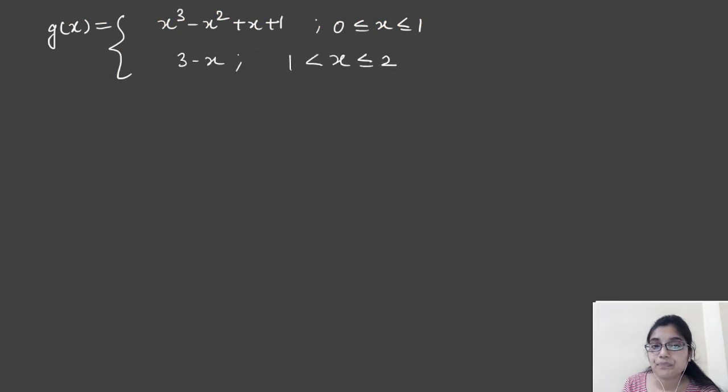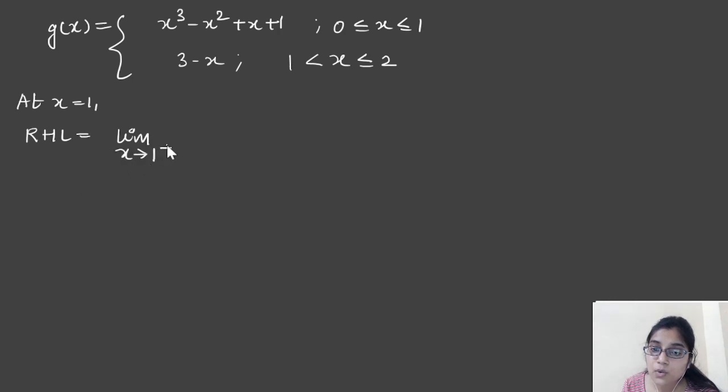So see one thing, this is a polynomial, so polynomials are always continuous. So in this respective domain it is continuous. This is also a polynomial, so in this respective domain this is also continuous. But at which point we need to check the continuity? On whole 0 to 2 it is continuous, except at x equal to 1 where we will check. So at x equal to 1, what we will do? We will find out the right hand limit. So right hand limit is going to be equal to what?